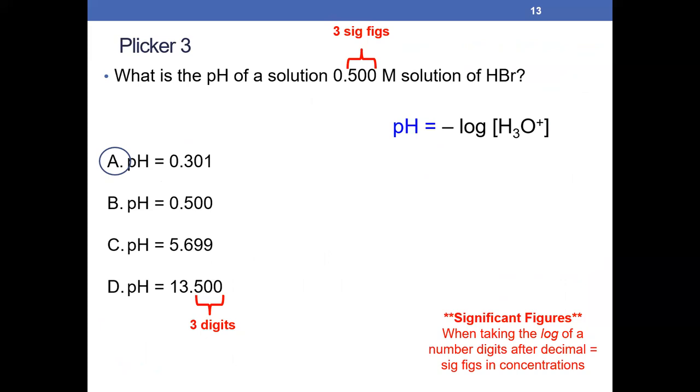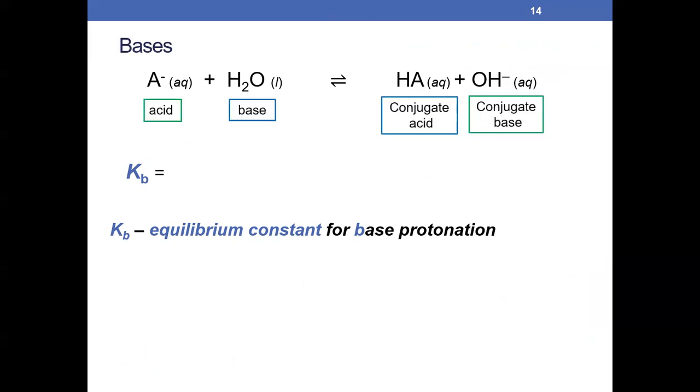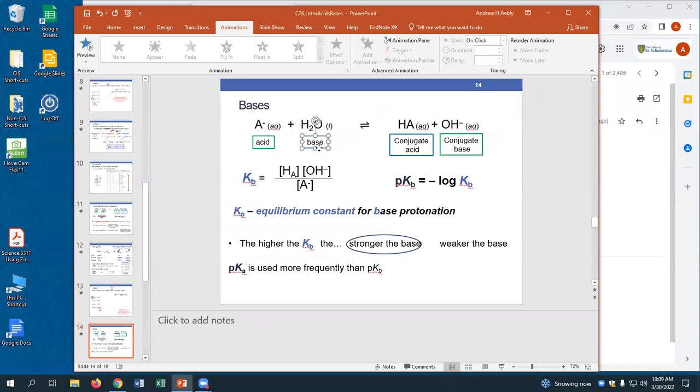That makes sense, everybody? Okay. So let's talk a little bit about bases. We can define our general base reaction, or our equilibrium constant for base protonation, utilizing our general expression for this here. Oops, I have those switched. So this is going to be my base, this is going to be my acid. Sorry about that.